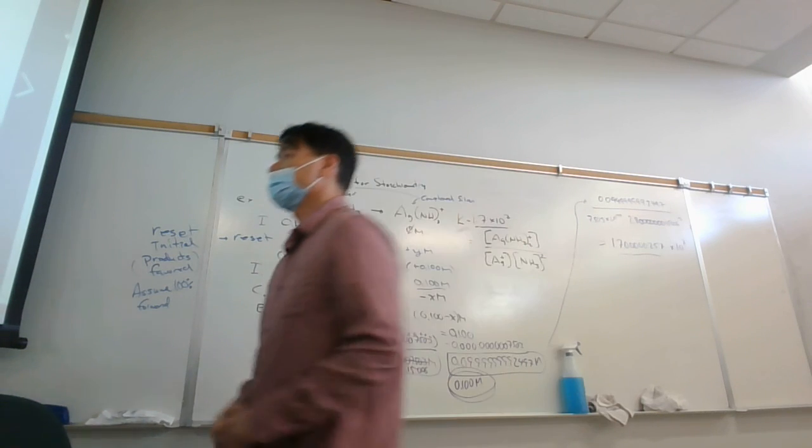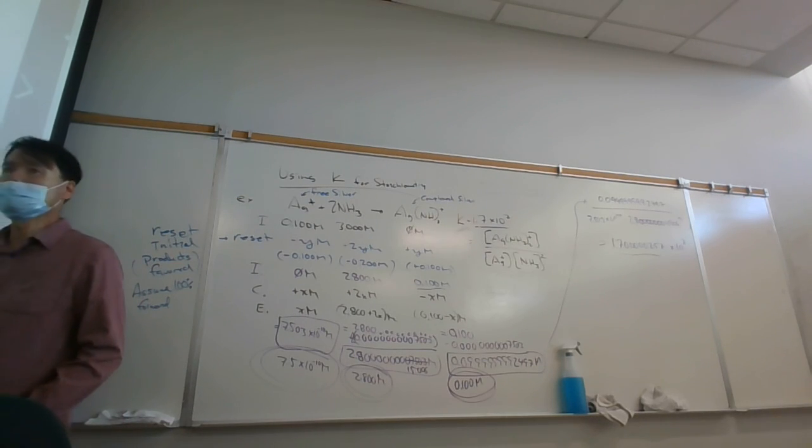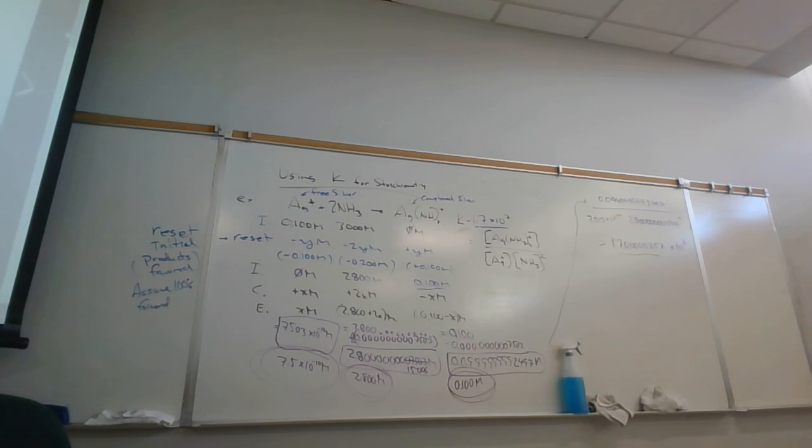All right, so again, it's just this bottom one. Fe3+ plus 6 cyanide yields Fe(CN)6 3 minus. K is 1 times 10 to the 42. Fe3+ is 0.100 molar initial. CN minus is 3.00 molar initial.